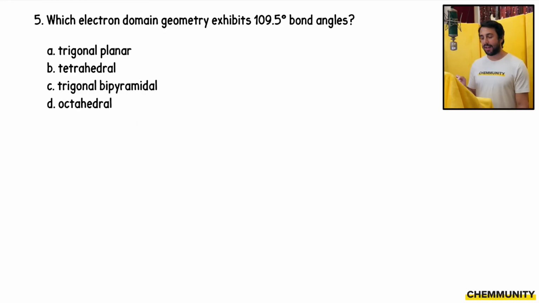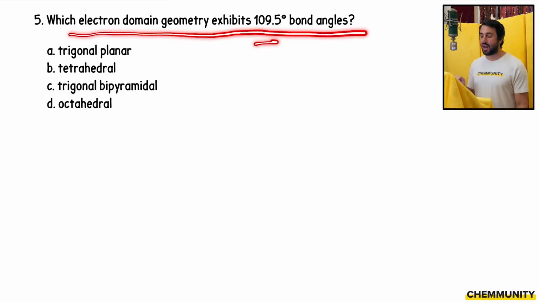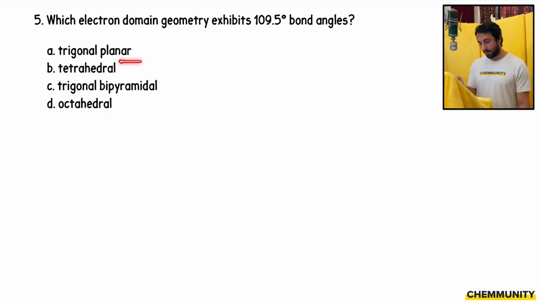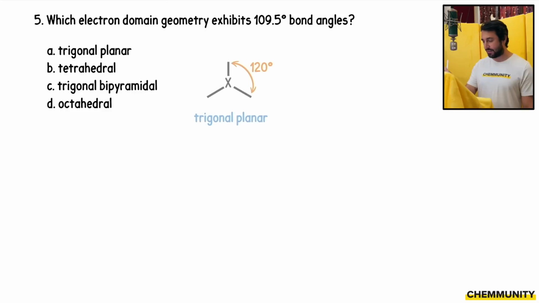Okay, number 5 asks, which electron domain geometry exhibits 109.5 degree bond angles? So our options here are trigonal planar, tetrahedral, trigonal bipyramidal, and octahedral. So let's draw these out generally, just so we can refresh our memories as to what it is. And let's just put X in the center, and then trigonal planar is going to look like that. Trigonal planar, these are 120-degree bond angles. So that's not it. What about tetrahedral?